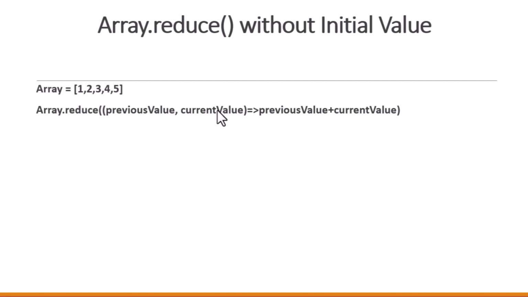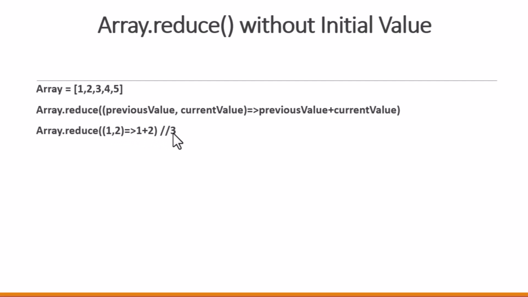We want to start from the very beginning of the array, and we're good with our array as well, so let's spare them. And in this function, we are adding current value to previous value. Now, let's see what is going under hood of the function. So here, since we don't have an initial value, the previous value of this function is the first element of the array, that is 1, and the current value is the second element of the array, that is 2. And here is the sum of the previous and current values, that is 3.